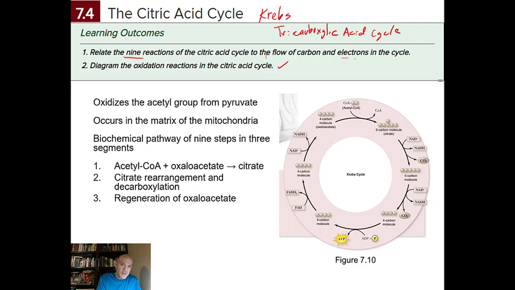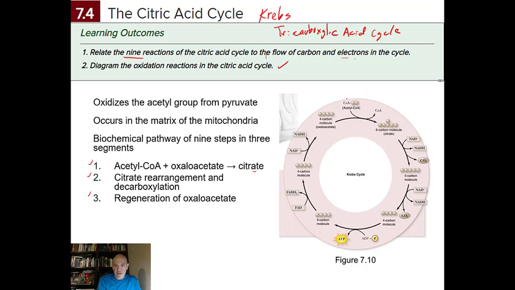Well, we had generated the acetyl coenzyme A. That's going to enter, and we're going to have that acetyl group, and it was produced from the pyruvate. It's going to enter the mitochondria into the matrix where we're going to go through that Krebs cycle. This biochemical pathway is 9 steps, and there are 3 main parts to those. The first one is the combining of the acetyl coenzyme A and the oxaloacetate, or oxaloacetic acid, which when the two combine, they're going to form citric acid. So that's the first step here.